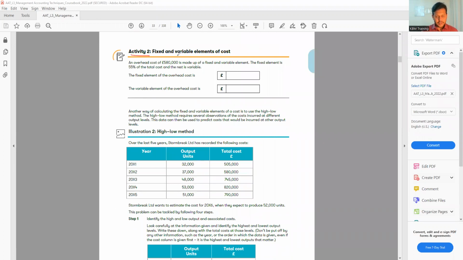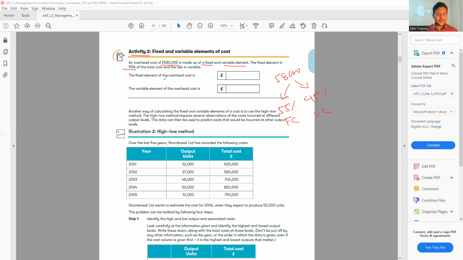We have here activity 2, fixed cost and variable cost. So how much is the fixed cost and how much is the variable cost? An overhead cost of 580,000 is made up of a fixed and a variable element. The fixed element is 55% of the total cost and the rest is variable. So if the fixed cost is 55% of 580,000, that means the variable cost is 45%, isn't it?